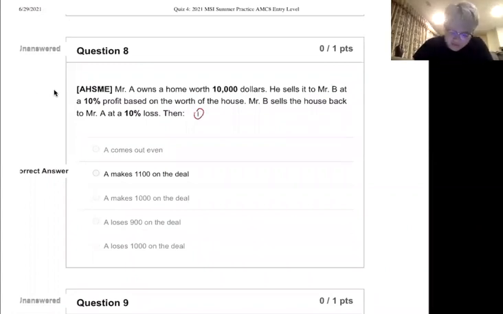So the first one is A sold it to Mr. B with 10% profit, which means that B needs to pay $10,000 plus the profit, $10,000 times 10%, and that will equal $11,000. And for the first transaction, A earns $1,000, right?